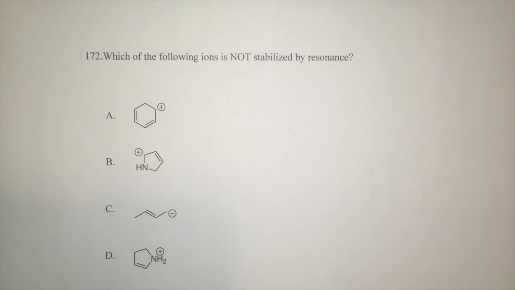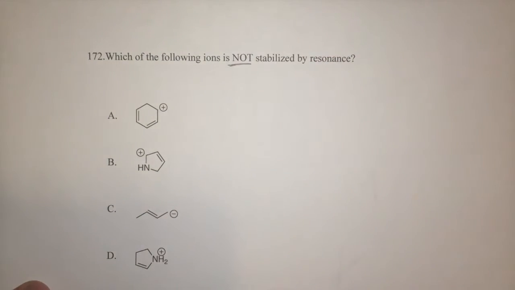Hey guys, the question wants to know which of the following ions is not stabilized by resonance. So be very careful. It's the one that doesn't have charge delocalization through resonance. So if you draw these structures, don't be picking the first one and say, oh, it has resonance, so that's my answer. It's the one that doesn't have resonance. You want to be careful for that kind of wording on your exam.